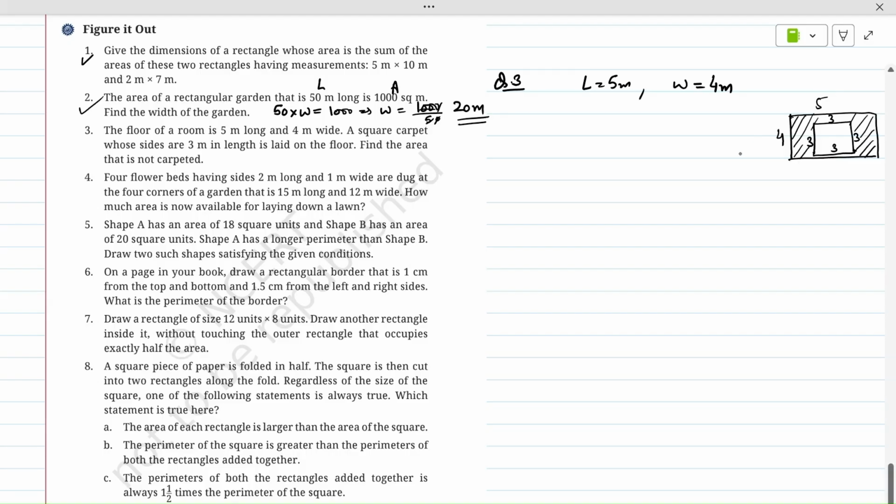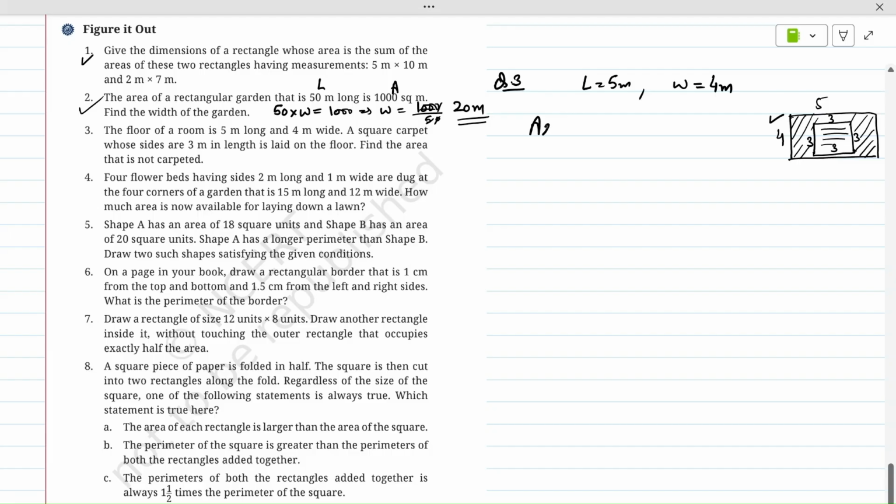So kids, how can we find this area? This is simple. First find out the area of the rectangular floor and then find out the area of the square carpet and subtract the two. When we subtract the two, we will get the area which is not carpeted. Okay, so let's do it fast.